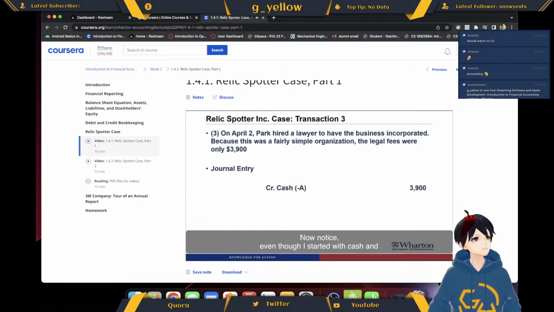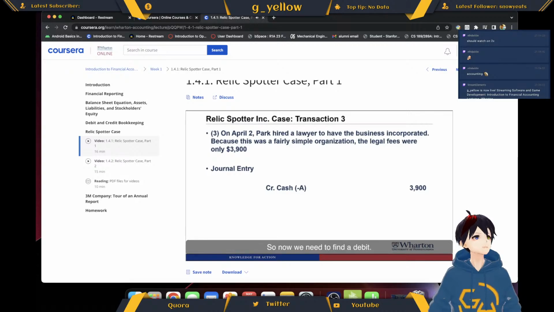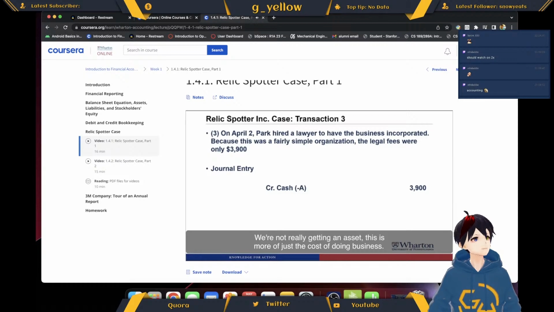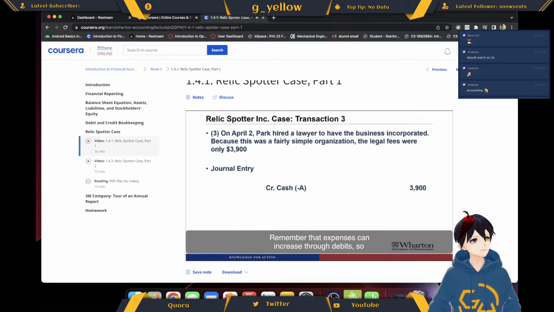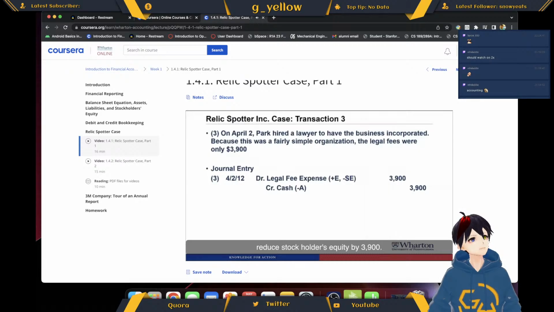Now notice, even though I started with cash and it was a credit, I don't write it first in the journal entry. As we talked about in a prior video, you always want to write debits first, so I had to skip some space, write the credit second, and indent it. So now we need to find a debit. What are we getting for this cash? We're not really getting an asset. This is more of just a cost of doing business. So it's going to be legal fees expense. Remember that expenses get increased through debits. So we're going to debit legal fee expense, which will increase expenses and reduce stockholders' equity by $3,900.